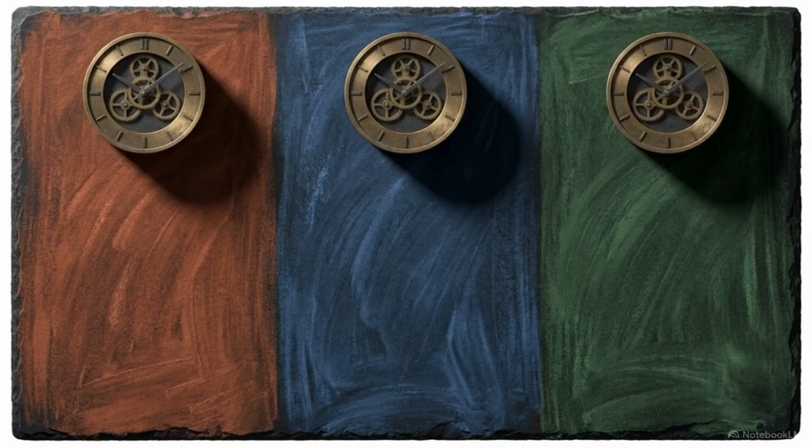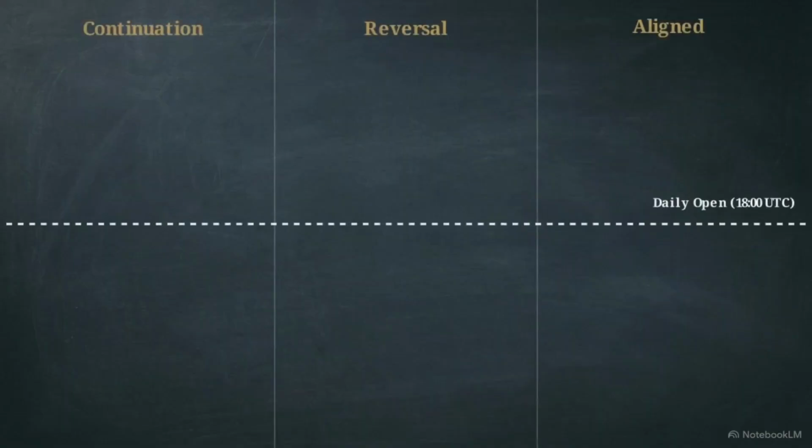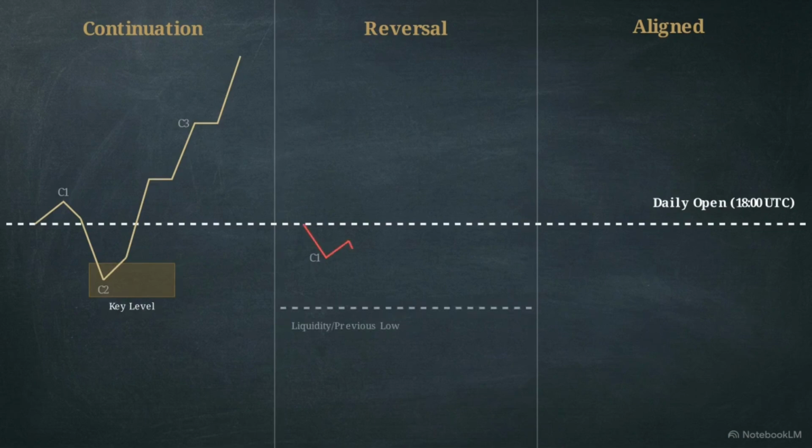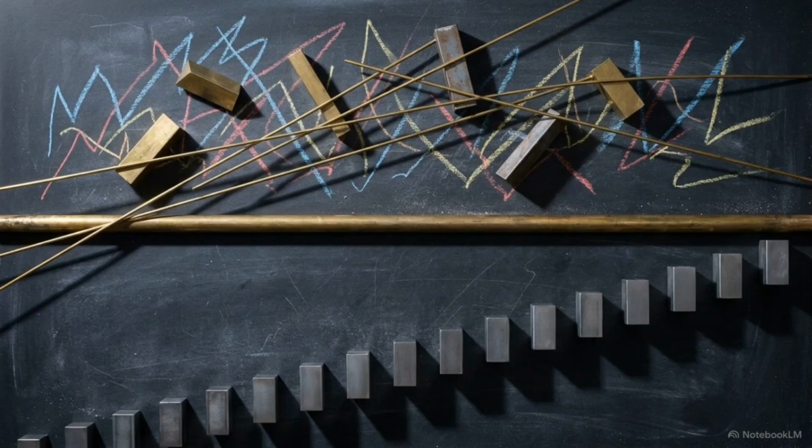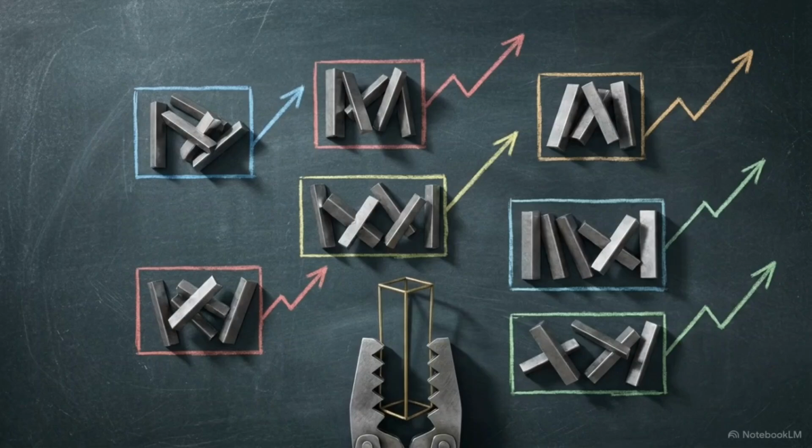The market transitions between the Asia, London, and New York sessions through the GXT matrix. In a continuation sequence, price expands immediately from the open, validating a lower key level. A reversal sequence sweeps liquidity aggressively, forcing C3 into a sudden directional shift. An aligned sequence features immediate expansion, then a mid-cycle swing point supporting the macro trend. Identifying the active GXT state allows a trader to distinguish between manipulation phases and genuine expansion windows. This matrix provides a structural framework for navigating session transitions and unpredictable volatility.